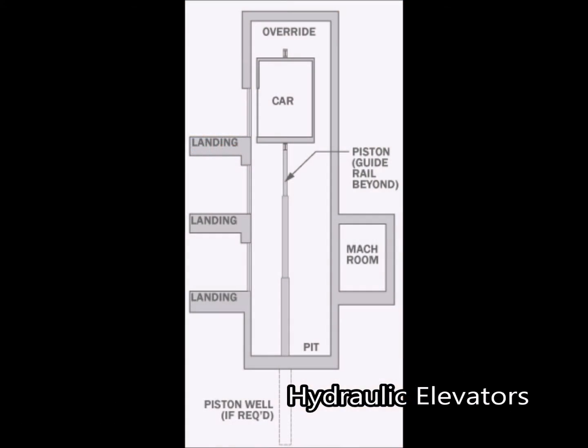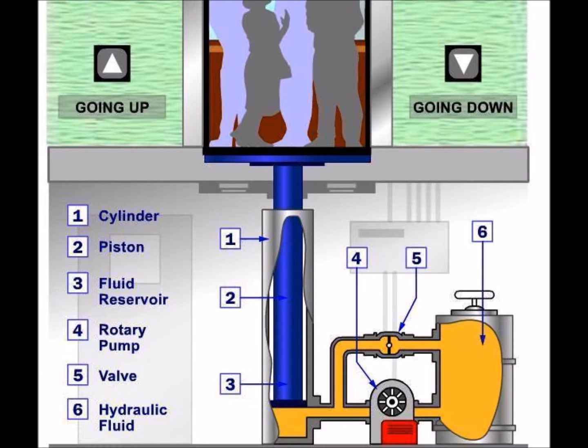Hydraulic elevators are typically found in low-rise commercial and residential buildings. Unlike traction systems, they do not require large overhead hoisting machinery. Instead, hydraulic elevators are powered by a piston that travels inside a cylinder. An electric motor pumps hydraulic oil into the cylinder to move the piston.